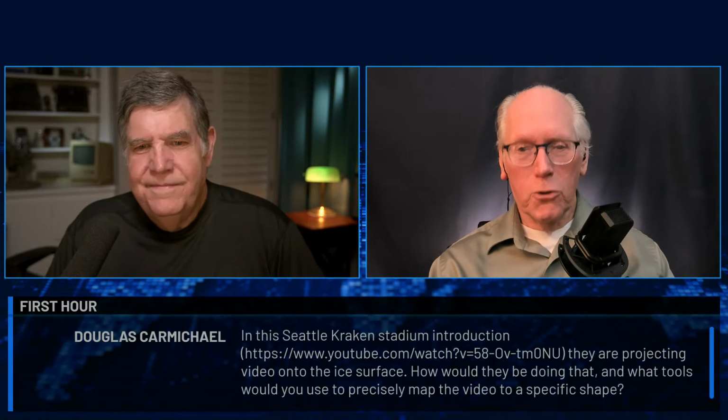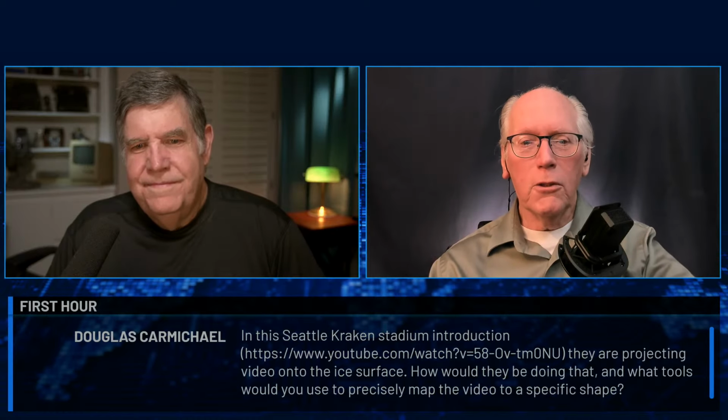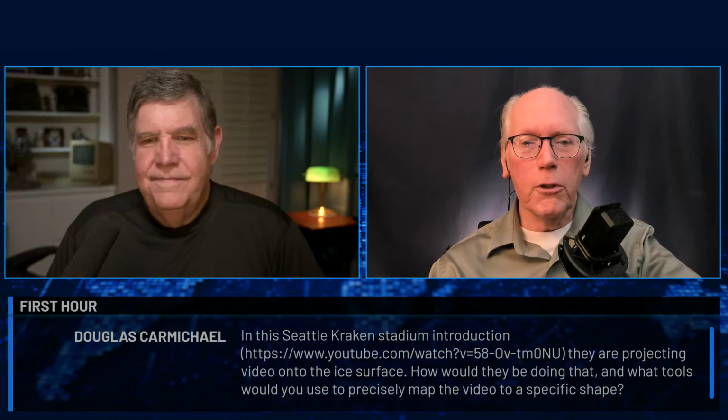I like Pi. Douglas Carmichael says, in this Seattle Kraken Stadium introduction, and he gives us a web link here, they're projecting video onto the ice surface. How would they be doing that? And what tools would you use to precisely map the video to a specific shape?